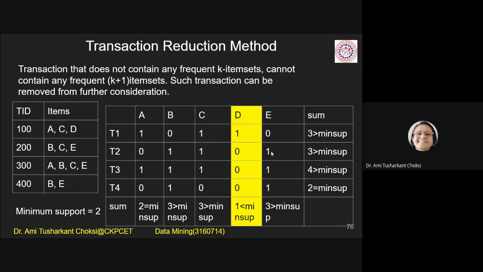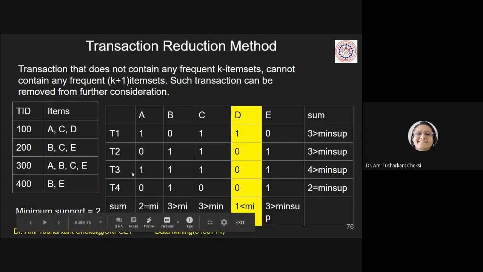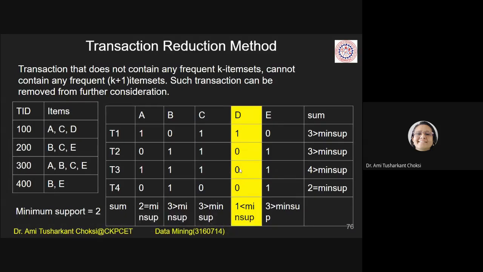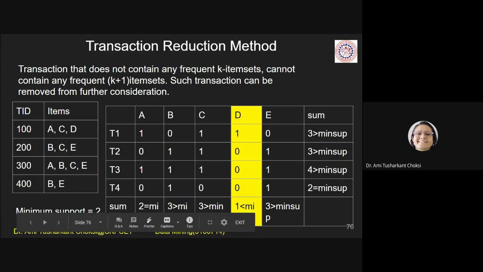Fine. Same way for A, B, C, E in transaction T3, we'll put T3A, T3B, T3C and T3E as 1, and for D we'll put 0. Same way for T4, B and E are there. So for B and for E, let us put 1 and others 0. Fine. Now what to do?